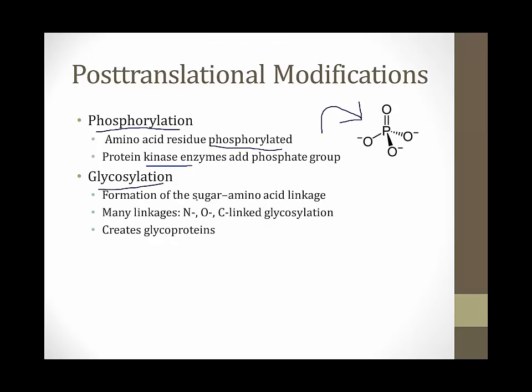Glycosylation is the formation of sugar amino acid linkages. There are many types of linkages. An N-glycosylation is addition of a sugar to a nitrogen in a protein. O-glycosylation is addition of a sugar to an oxygen, and C-glycosylation is linkage to a carbon. And all of these linkages create glycoproteins.